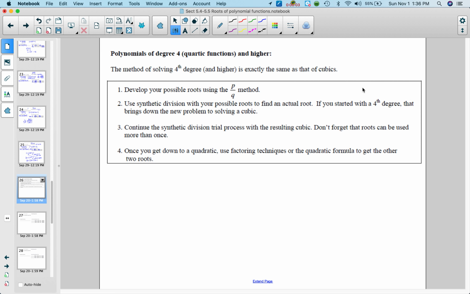Today we are moving on to fourth degree polynomials, or quartic functions, and some that are even higher. The good news is it's exactly the same method. You're going to find the P's and Q's, you're going to use your calculator to get started, and then once you do, you're going to work on it till you get it down to a quadratic, and then you'll use factoring techniques or the quadratic formula to get the other roots. So it's going to be pretty much the same method.